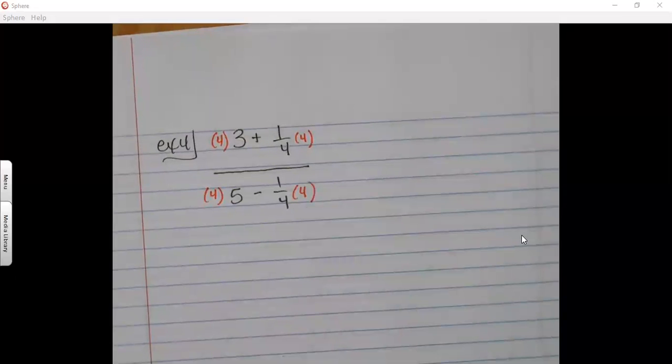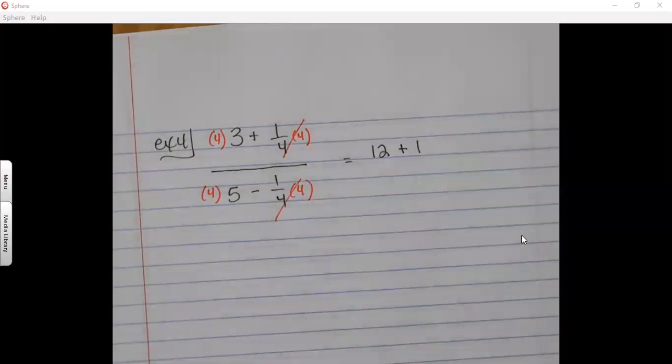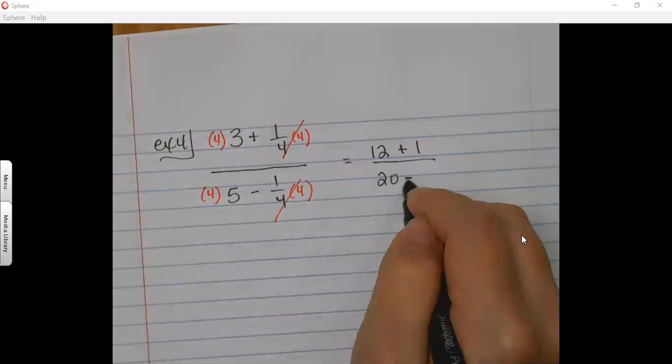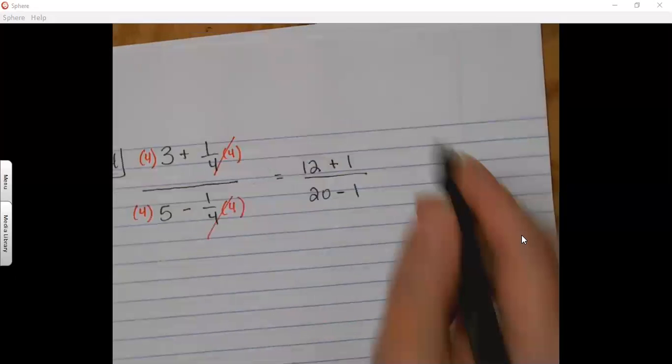So I'm going to cancel out those 4s. And then 4 times 3, nothing cancels out, right? I just multiply. 4 times 3 is 12 plus 1. And then the denominator would be 20 minus 1. So that gives me 13/19.